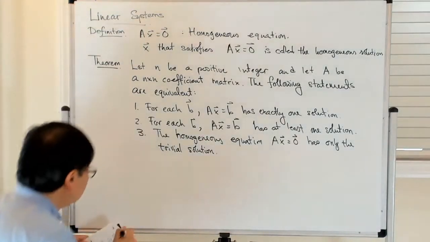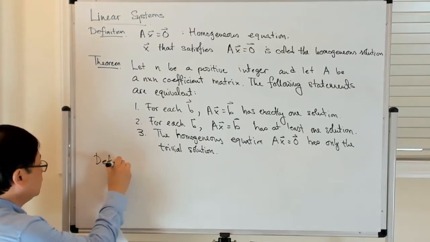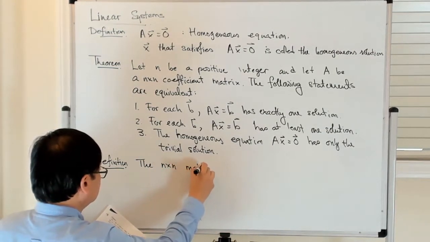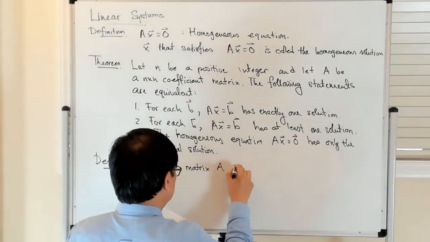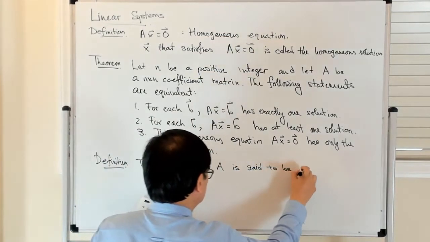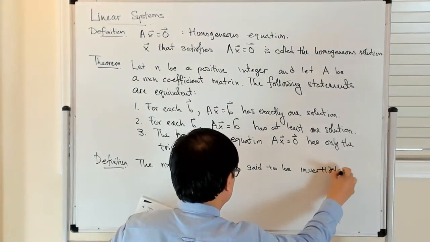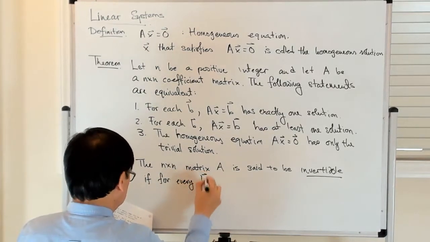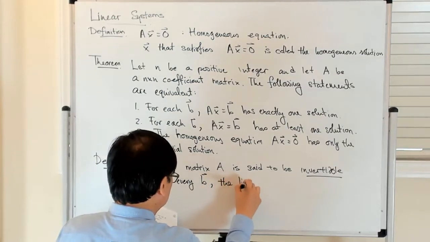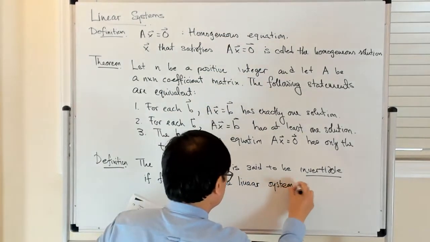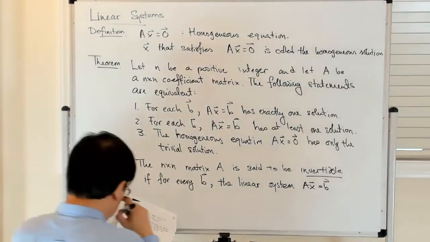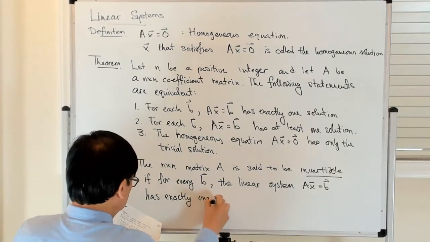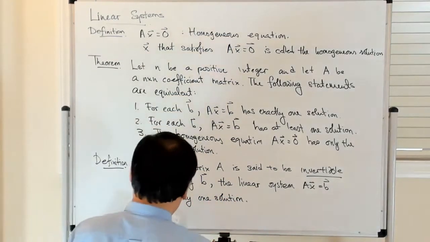So let me state that now. The n by n matrix A is said to be invertible if for every b, the linear system Ax is equal to b has exactly one solution. Otherwise, we say that A is singular.